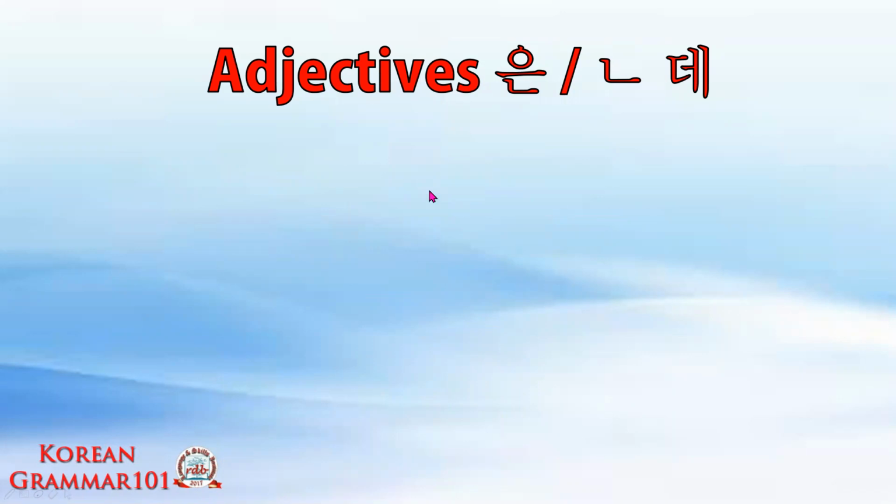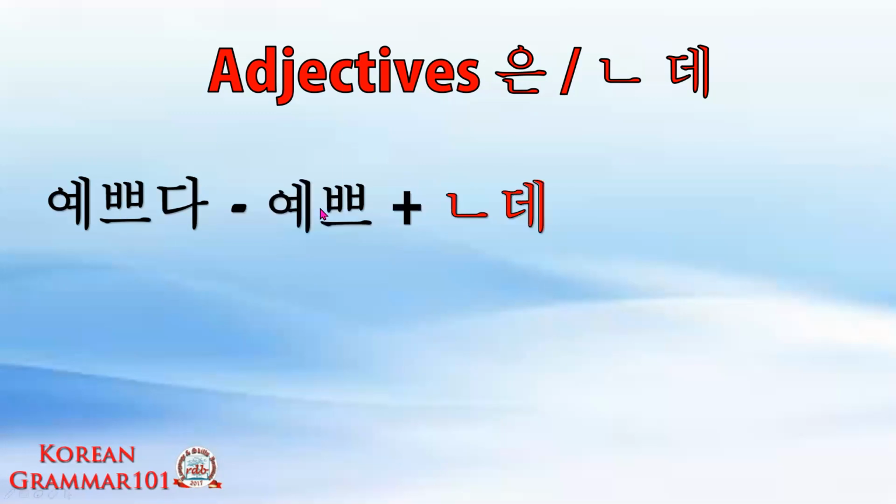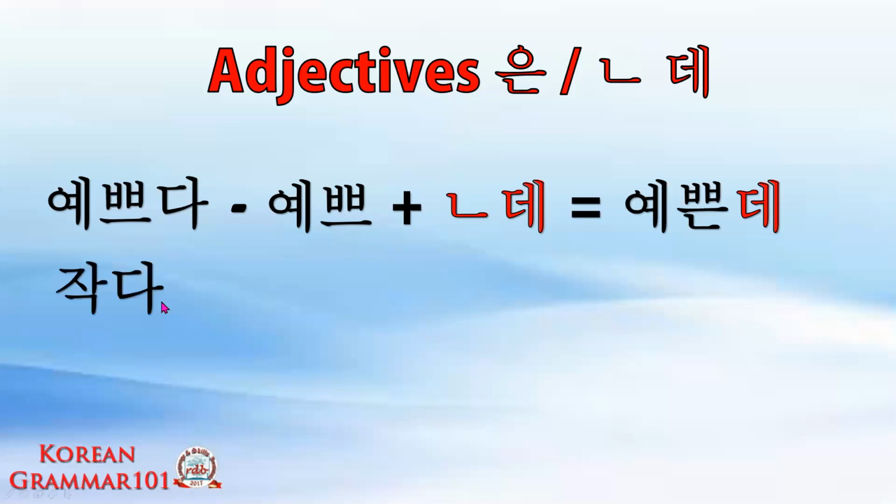So let's have examples. So number one is yeppuda. Yeppuda, okay, this one, the first thing that we have to do again is to drop the verb stem da. So from yeppuda, it becomes yeppu. Then since yeppu ends with a vowel, it has no pachim, so that means that is a vowel, we will attach nionde. It becomes yeppunde.